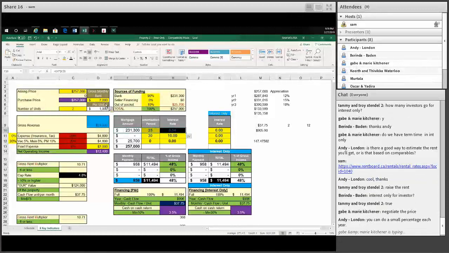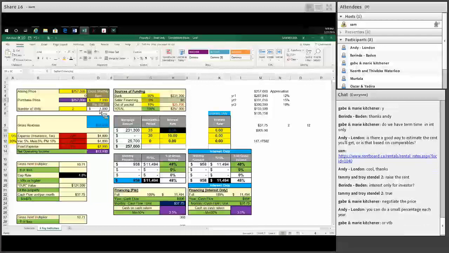I could raise the rents. Now, we don't have an investor on this one. You see, there's no money in the investor. We're putting up to 10%, and the investor's not making anything on this. Tammy and Troy, raise the rents.